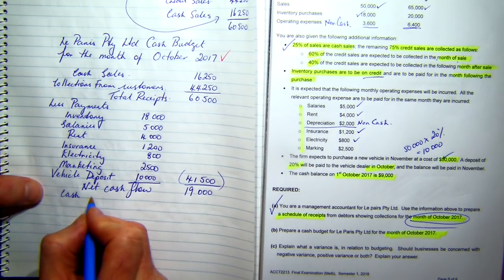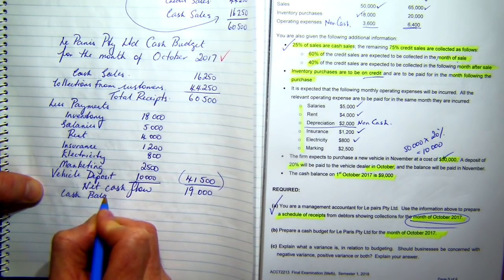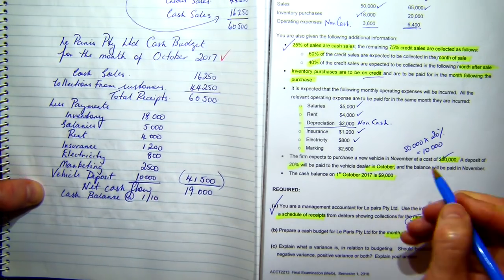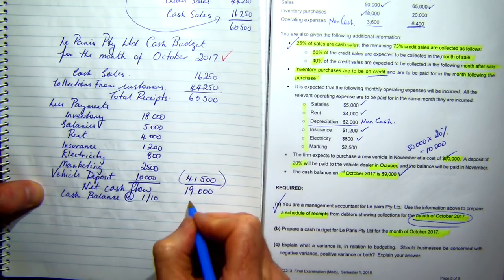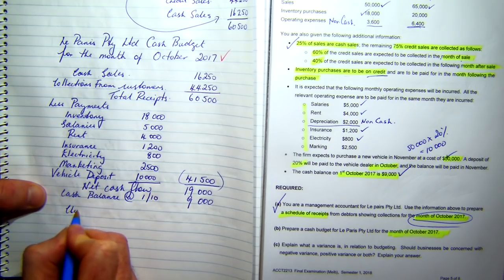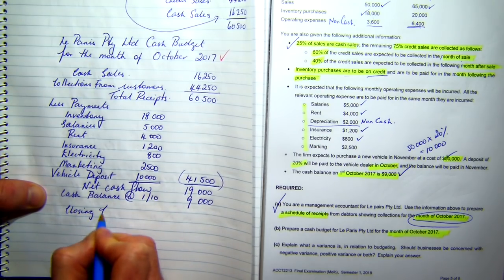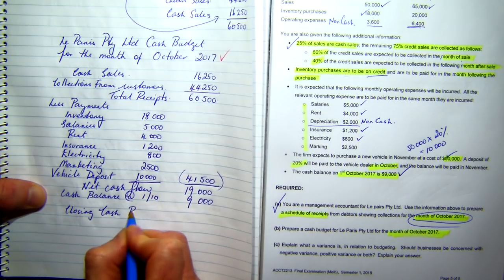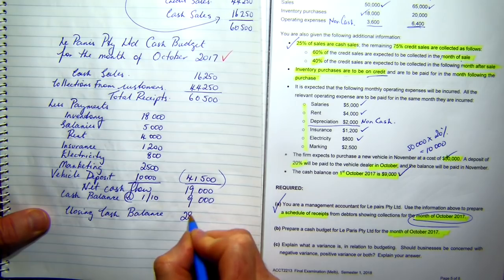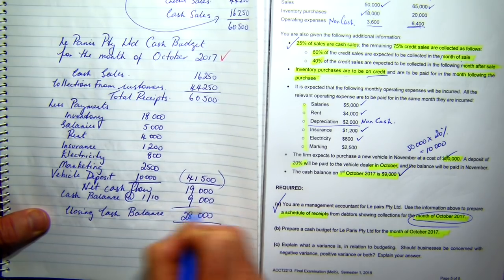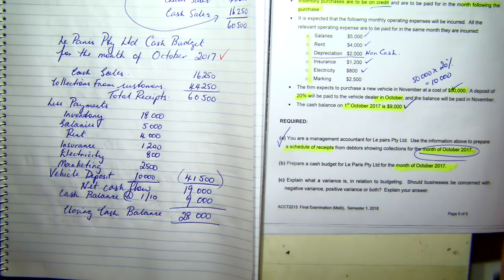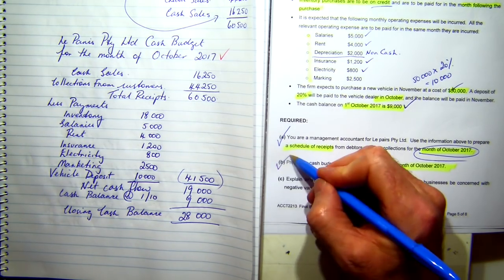Yeah. So where do I get to? Cash balance at the 1st of the 10th was $9,000. So my closing cash was 28,000. And the last item we've got on our list, so I've prepared the cash budget.